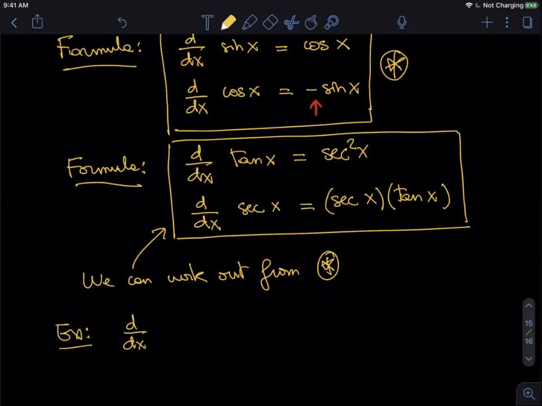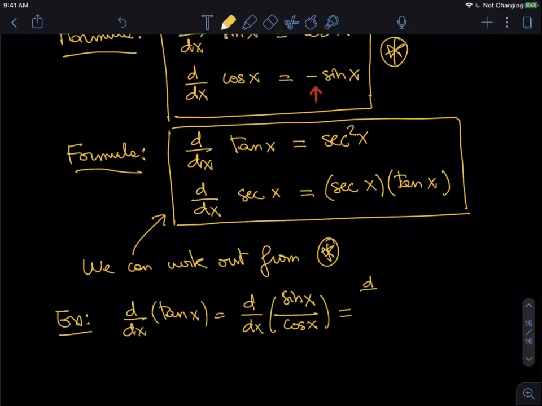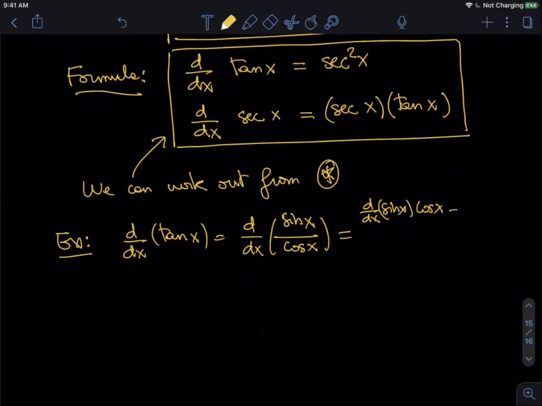So the tangent is the sine divided by the cosine. So this is d dx sine of x times the cosine minus the sine of x d dx times the cosine of x. And then divide by cosine square of x.